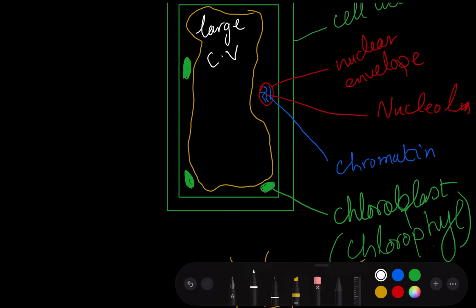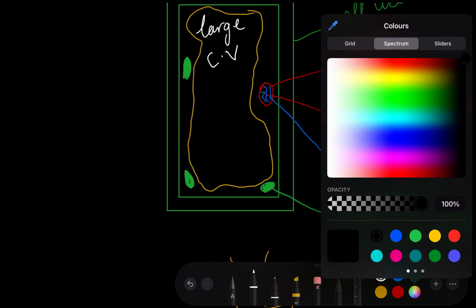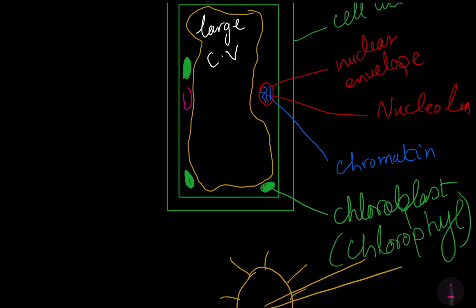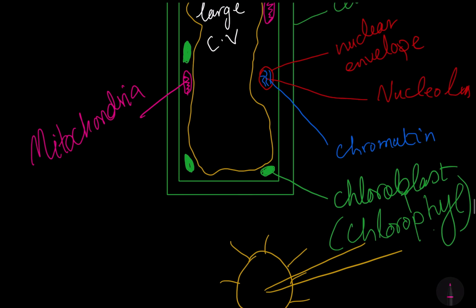Then we have a further structure inside it, and that is known as the mitochondria. Let's say that it is present here and there is a zigzag inside it, and that's how you're going to make it. Mitochondria are the powerhouse of the cell, which bring energy to the cell for the processes of the cell.